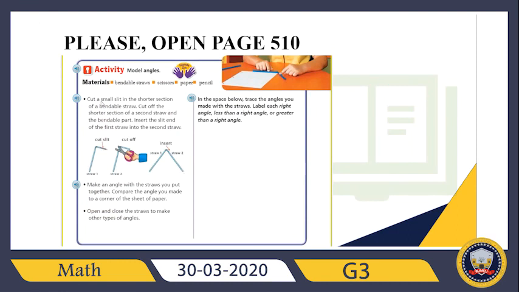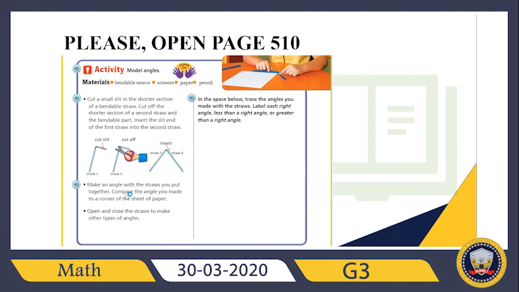It says, cut a small slit in the shorter section of a bendable straw. Cut off the shorter section of a second straw and the bendable part. Insert the slit end of the first straw into the second straw. So actually, if we do this, you can see a vertex here, right? So we can imagine it can be ray, and this part is common. So it is the end point for this straw. So it represents my vertex. Make an angle with the straws like you see here.